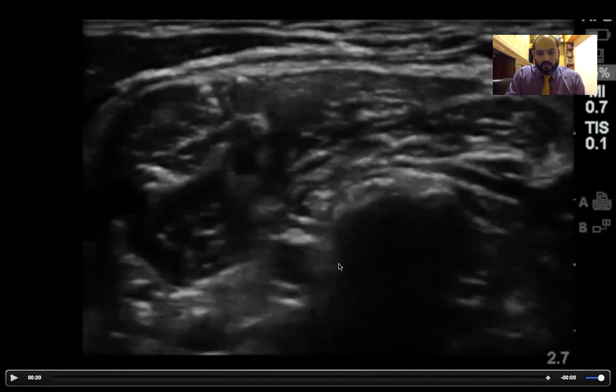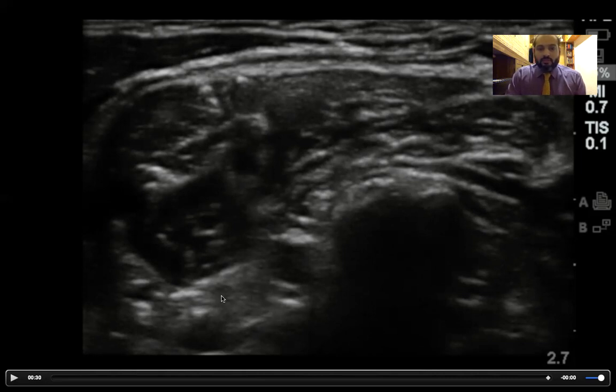So this is the C7 root, and this is the posterior tubercle of the C7 vertebra. There is another important structure here, which is pulsatile. This is the vertebral artery. The vertebral artery is very close to the C7 nerve root. Here it enters the foramen transversarium, and from here it ascends the cervical vertebrae and joins the vertebral artery on the opposite side to form the basilar artery.